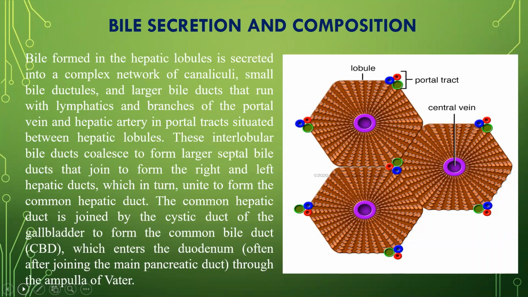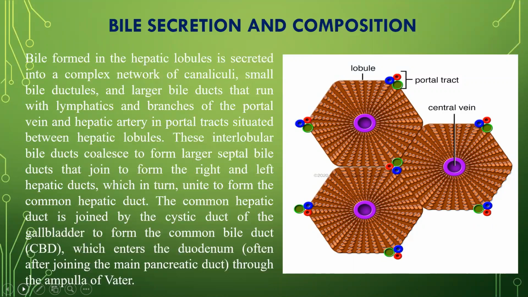Bile formed in the hepatic lobules is secreted into the complex network of canaliculi, small bile ducts, and larger bile ducts that run with lymphatics and branches of the portal vein and hepatic artery in portal tracts situated between hepatic lobules. These interlobular bile ducts coalesce to form larger septal bile ducts that join to form the right and the left hepatic ducts, which in turn unite to form the common hepatic duct.